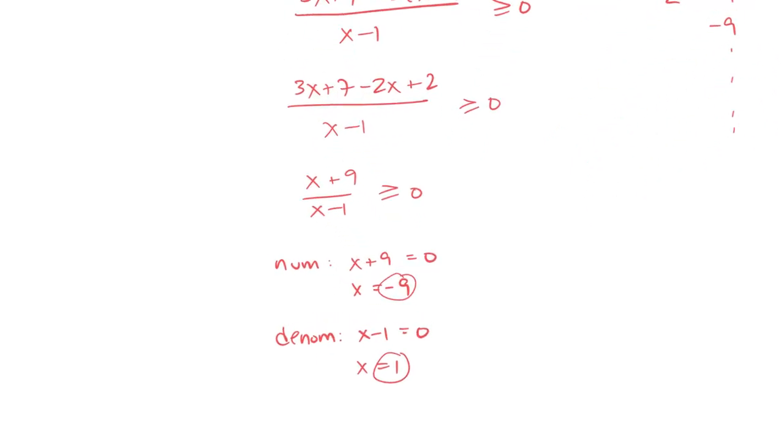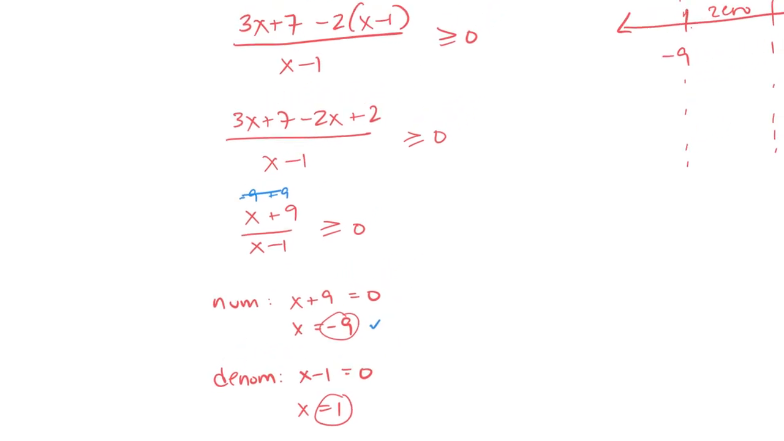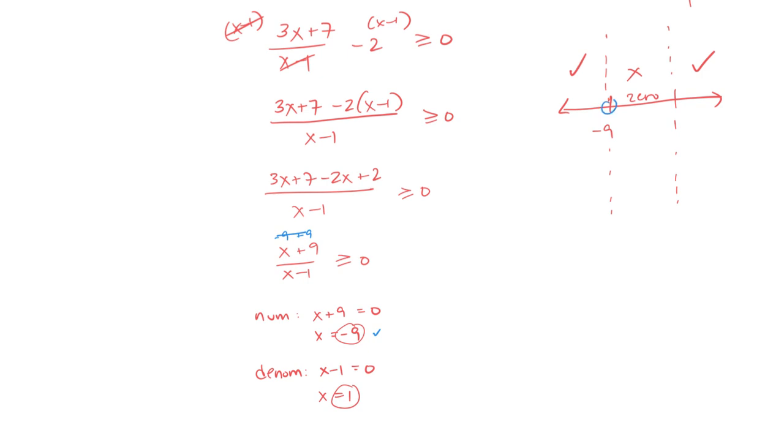So if I go back to when I factored it, negative 9 referred to the numerator value, and negative 9 plus 9 is 0, but my numerator can be 0. It's okay to be 0, so it can include negative 9. So it's a closed circle, and it goes this way.